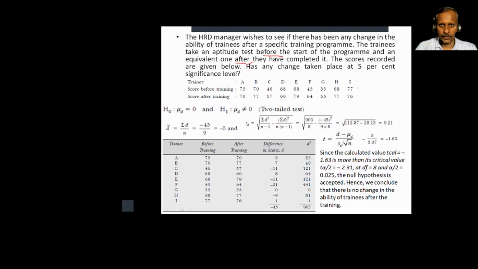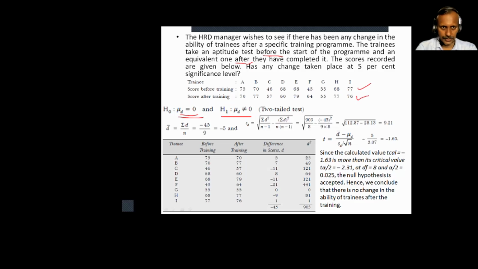So the score before the training and then the score after the training. Now we'll calculate. The null hypothesis statement says that there is no difference, that is, the difference is 0. Since it is a two-tailed test, our H1, the alternate hypothesis, says that mu d is not equal to 0. With the help of the calculations, d bar is equal to the summation of d by n, that is the average. d is nothing but the difference between the two means.